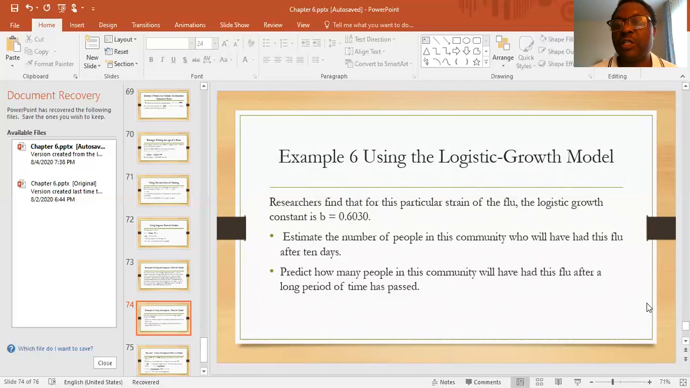Estimate the number of people in this community who will have had this flu after 10 years. Predict how many people in this community will have had this flu after a long period of time has passed. That is, let's say after infinity. In other words, will this flu kill everybody at a certain time?